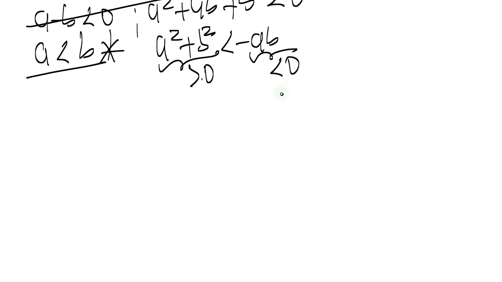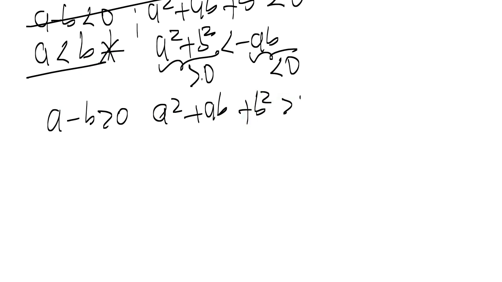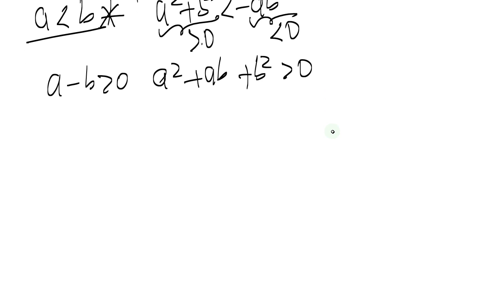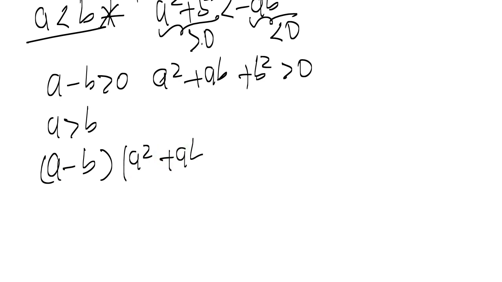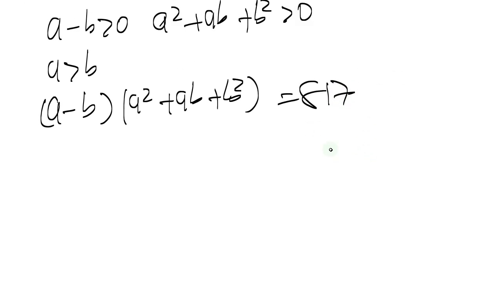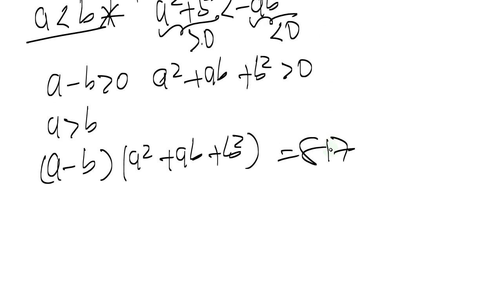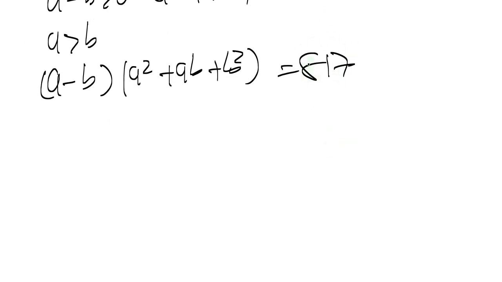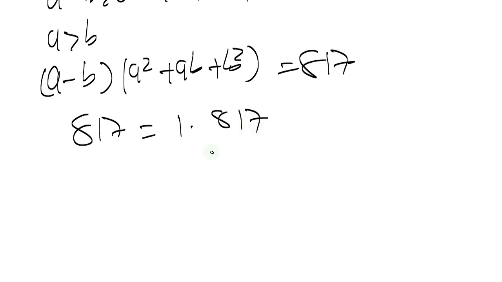So we're going to hold on to this, and I'm going to write this down. We have then a minus b greater than 0, and a squared plus ab plus b squared greater than 0. This video is probably going to get kind of long because I'm trying to explain the problem and not just solve it. So from here we have again that a has to be greater than b, right? Okay, so why are we doing this? Because we have this product here, a minus b, which multiplies a squared plus ab plus b squared, equals 817. So all these explanations I did here, we're going to use them right now, because now we have to write 817 as a product, and this can be written as 1 times 817, right?